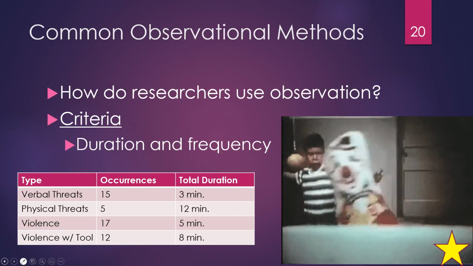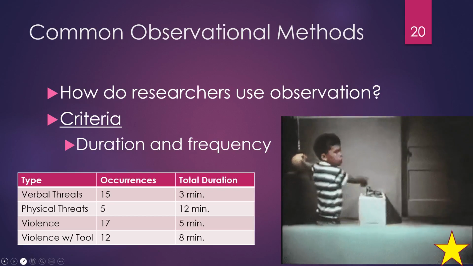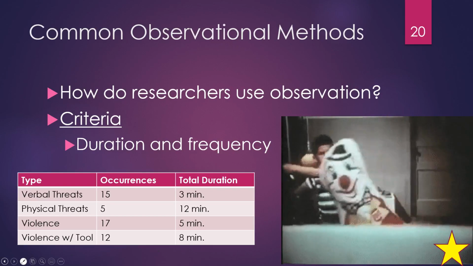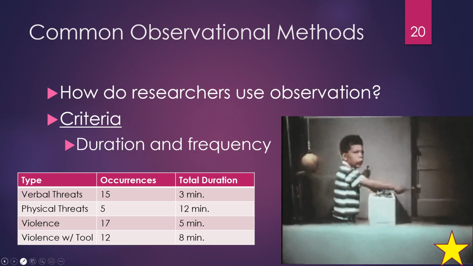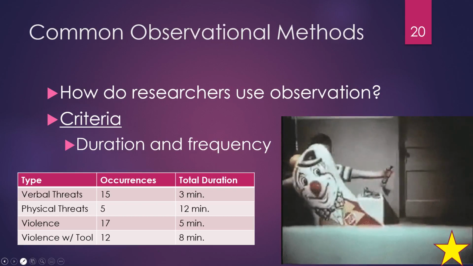Another thing you can use are the amount of occurrences for the criteria or the duration of the criteria. Those are pretty easy ways to assign numbers to things going on in the world that you can then analyze or work with mathematically.